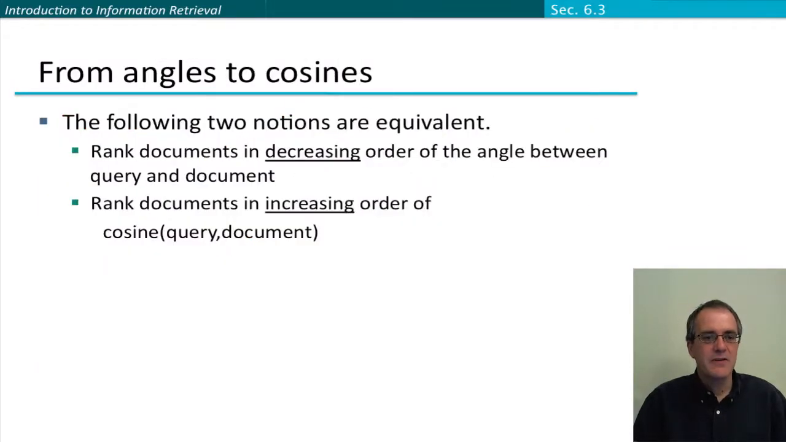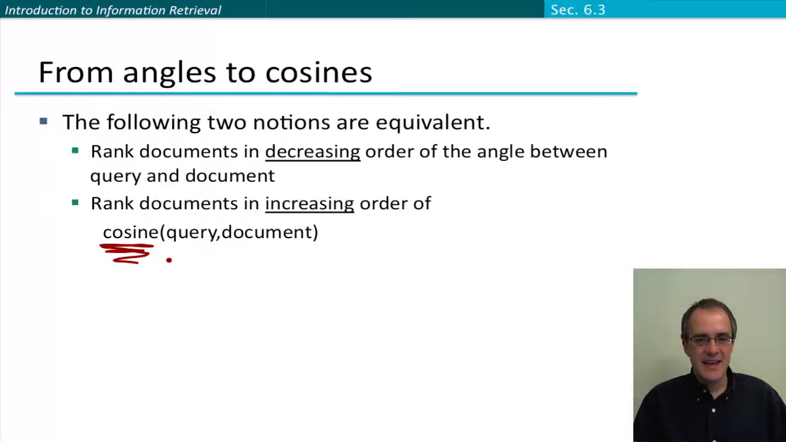And so the following two notions are equivalent: ranking documents in decreasing order of the angle between the query and the document, and ranking documents in increasing order of the cosine of the angle between the query and the document. I'll go through that in a little more detail, but you'll often hear the phrase cosine similarity, and this is what we're introducing here.